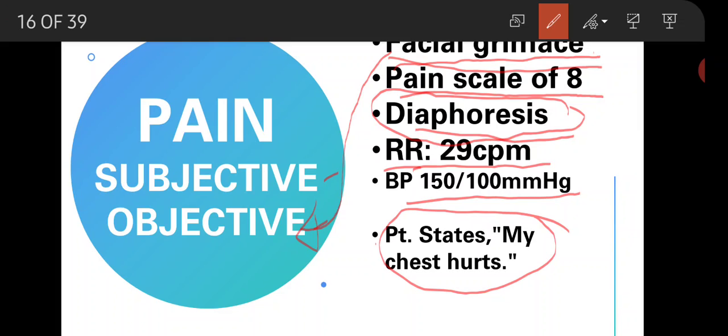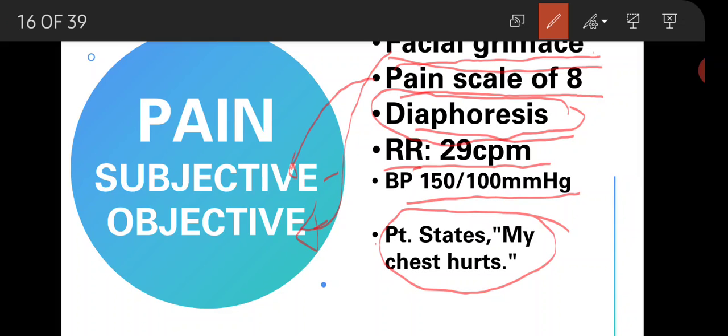So what about the pain scale of 8? What's your answer? Is it subjective or objective? Make your answer now. Okay? Now, pain scale, always remember, it is not the nurse who rates the pain. You will be asking your client to rate or to evaluate the pain. So the patient will tell you, it's so painful, I can rate it, it's 8 or 9. So pain scale, it is a subjective data.